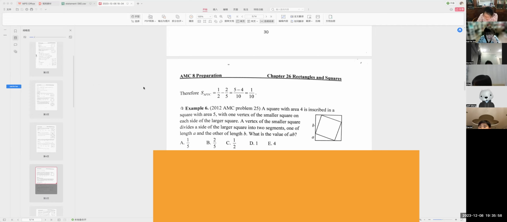Okay, so let's take a look at example 6, okay? So a square with the area of 4 is Wait, I'm almost done. Okay, 过一会儿, okay. Oliver, how many times do you need to send it to me? If it is wrong, then you send me the wrong answer thousands of times as well.